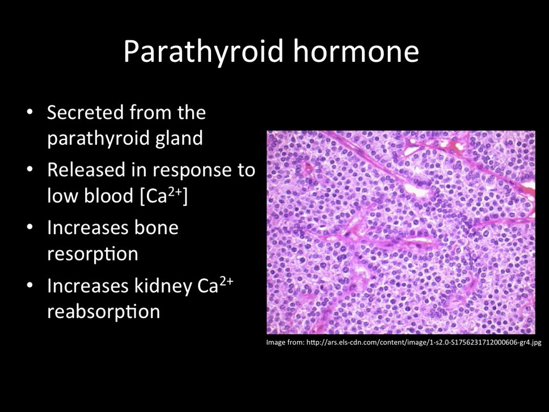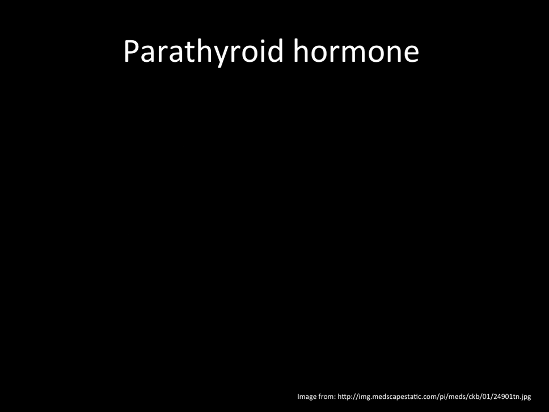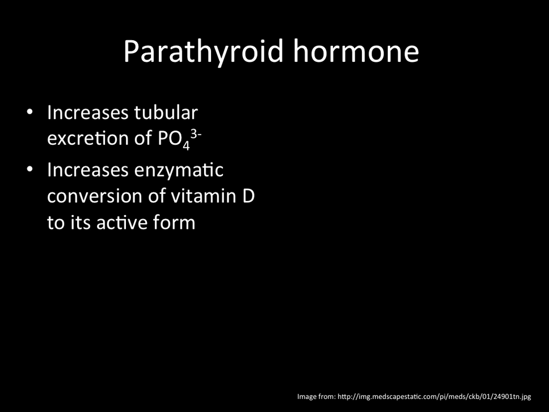But if it's just in the blood, of course, we're going to urinate calcium out. It's going to be lost. So what we need to do in concert with increasing bone resorption is increasing kidney reabsorption of calcium at the proximal and distal tubular level. Now, the other effect that parathyroid hormone has is it increases tubular excretion of phosphate, inorganic phosphate. The reason why we don't want calcium and phosphate existing in high levels concurrently in our blood is that they can crystallize.